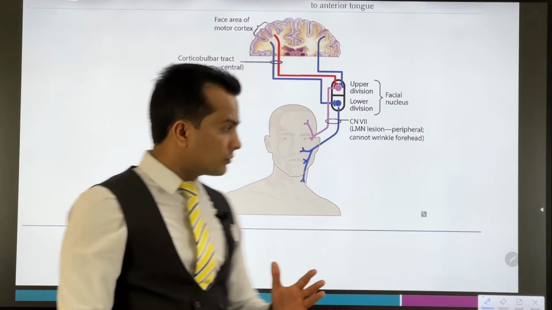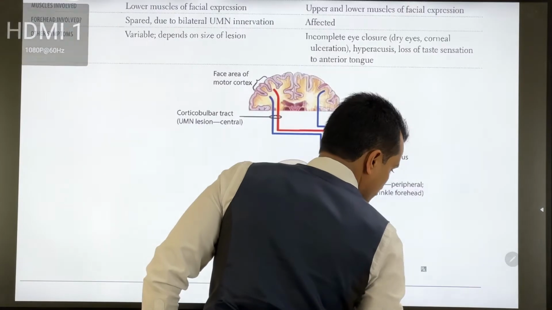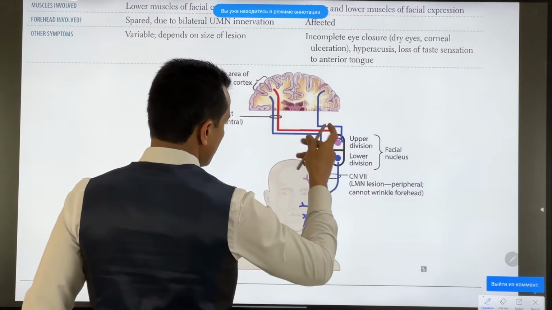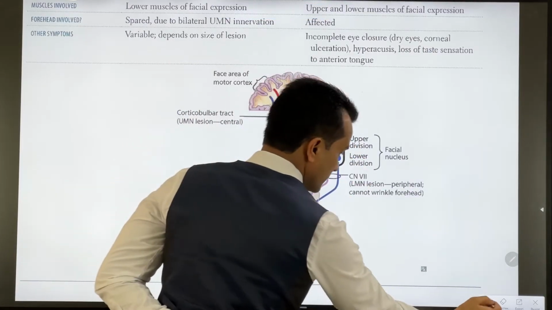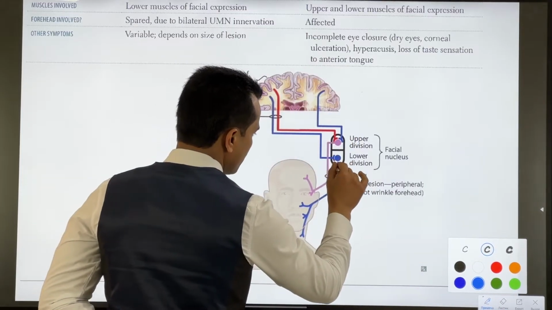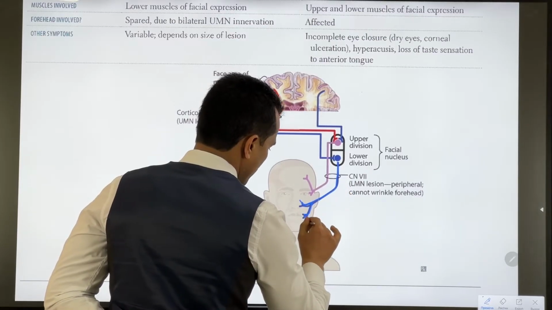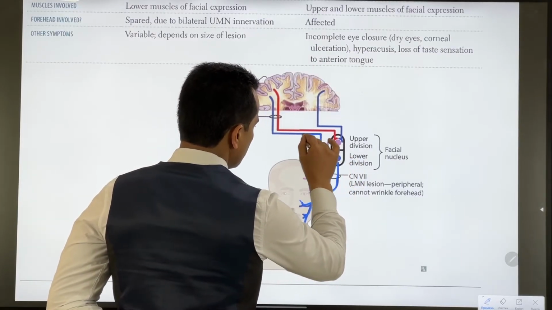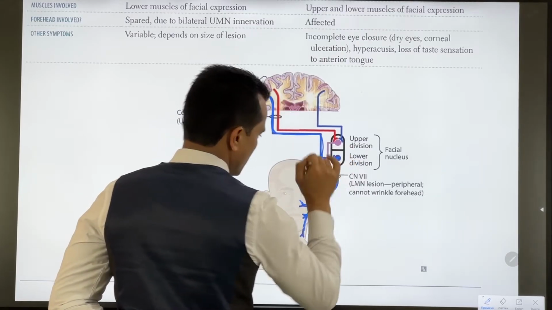So this is a very important topic. Stay with me please. First of all, focus on this structure here. This is the corticobulbar tract, the facial nerve tract. Here this is the upper vein and this is the lower vein. Let me highlight here. You can see this is the lower vein of the facial nerve, and this vein is coming only to innervate your lower face. This is the tract which innervates your lower face.